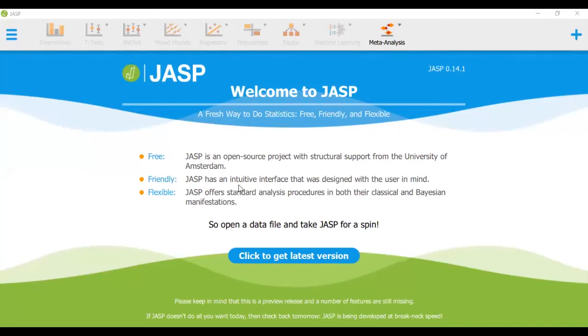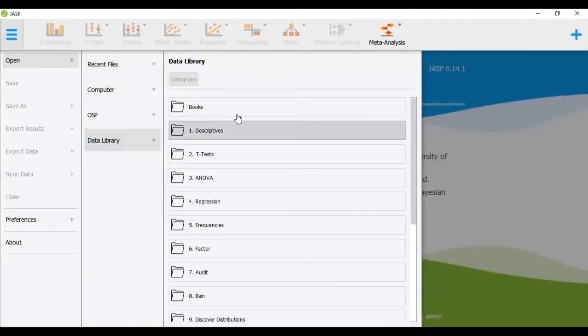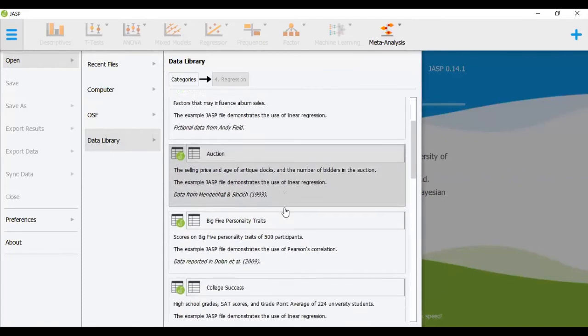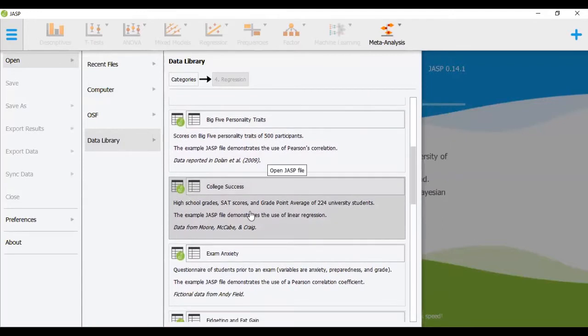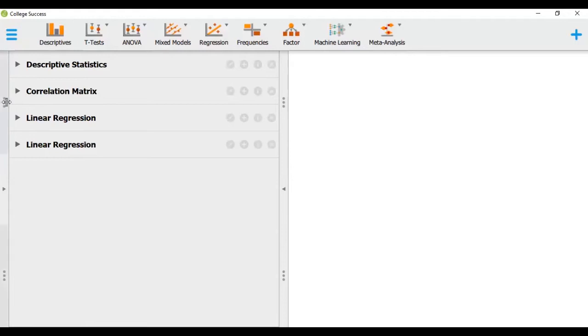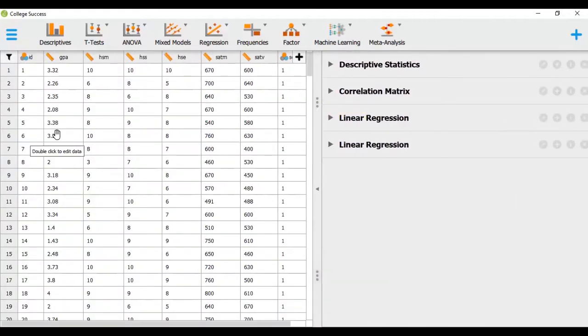Beautiful. So we are here on the JASP platform. We want to go and open a data library where we can assess the scores. Good. So we'll select this particular data set, which we'll be using to demonstrate what we are talking about here. Great. So let's have a visual inspection of the data. So this is the nature of the data that we have.